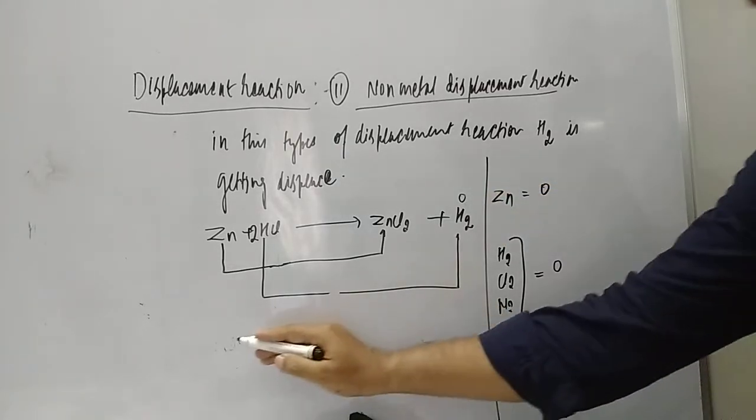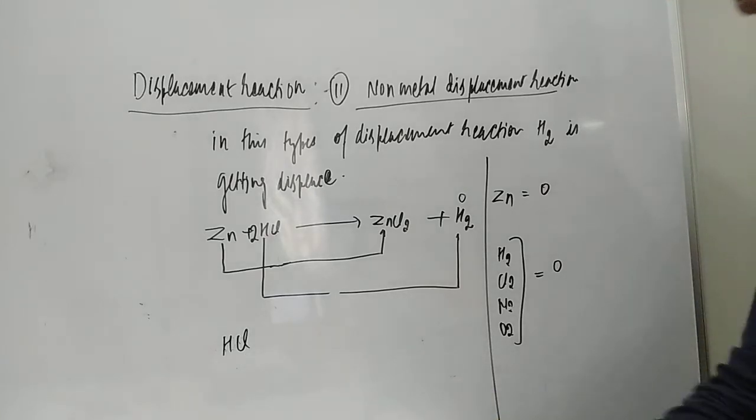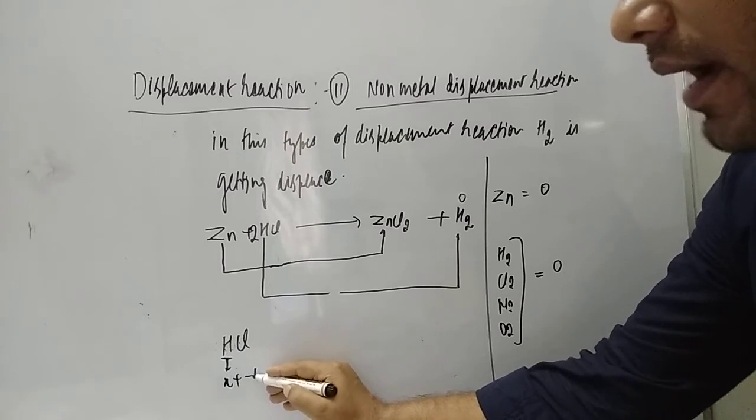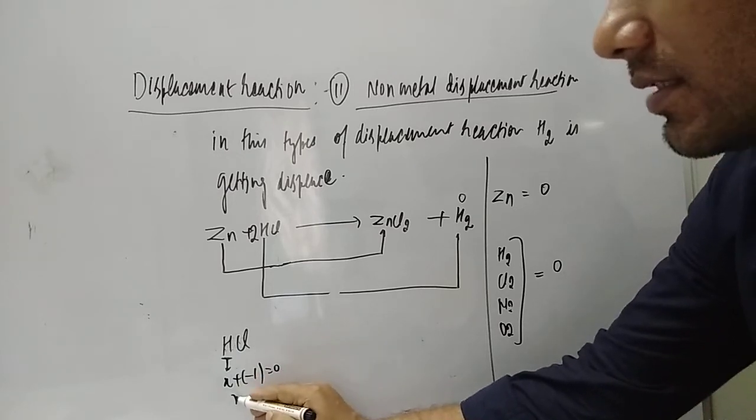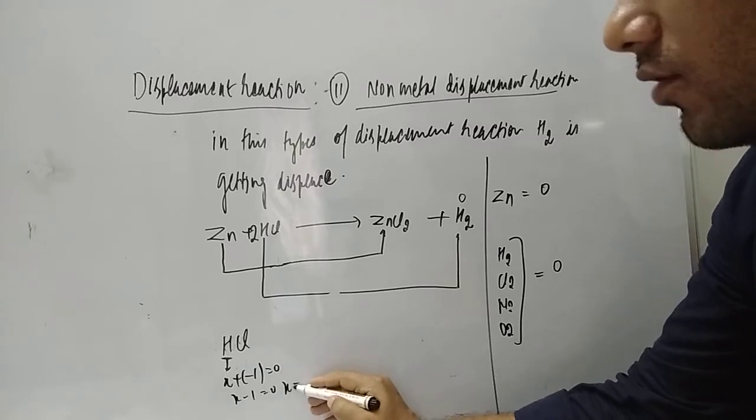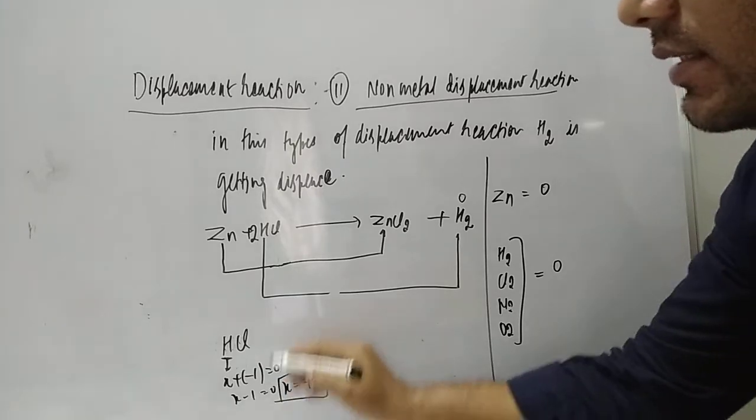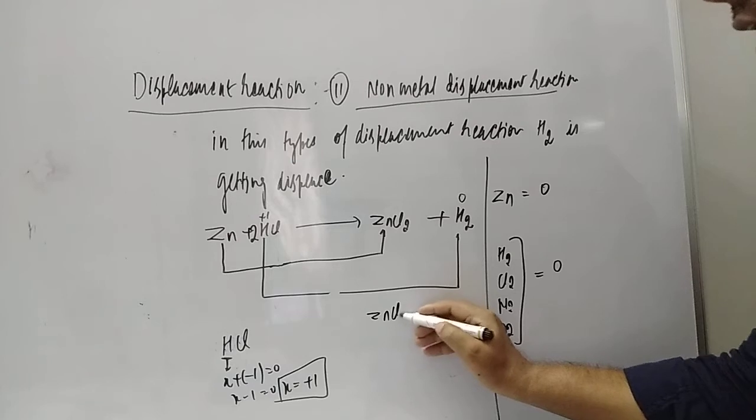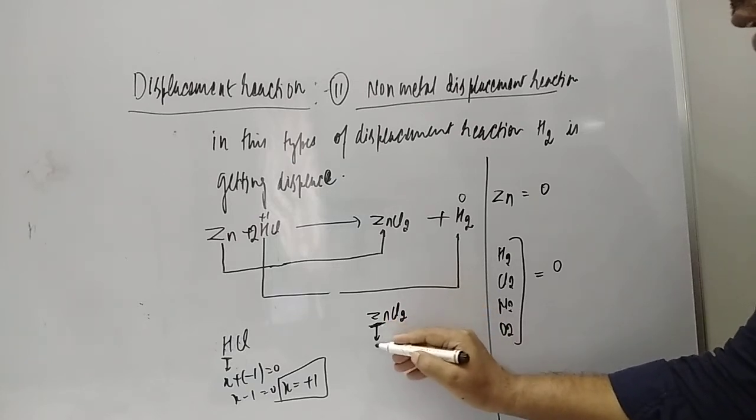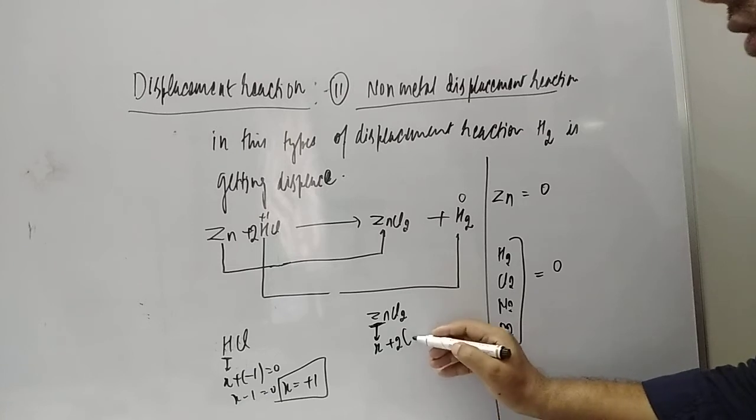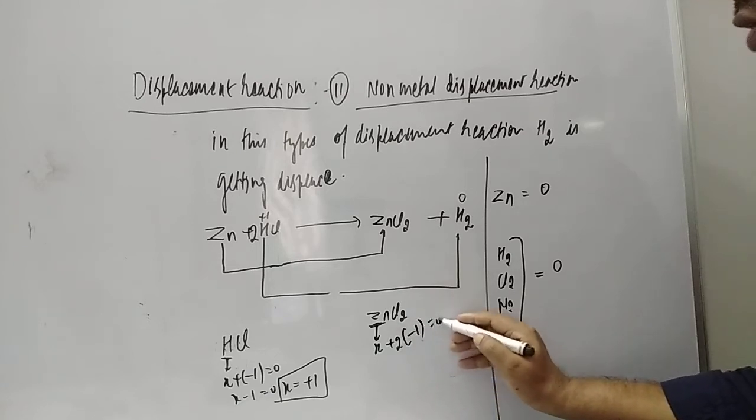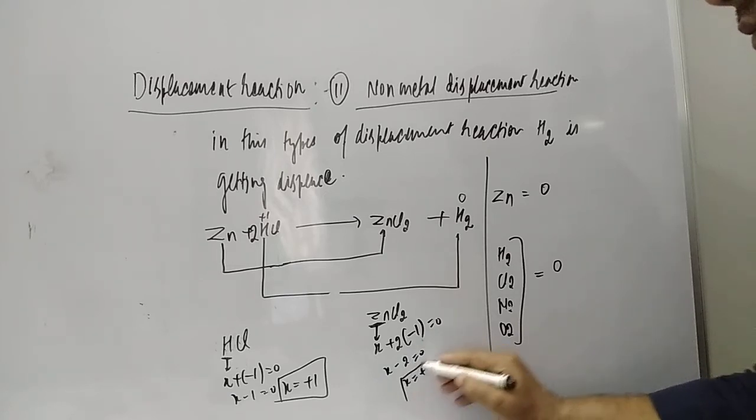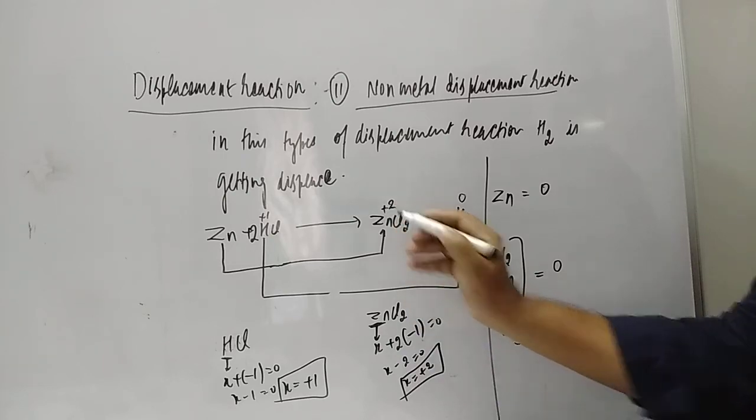Now you check with HCl. In HCl, I am calculating hydrogen. So hydrogen is X, and chlorine has -1. X - 1 = 0, so X is equal to +1. So hydrogen is +1. And for ZnCl2, I am calculating zinc, which is X, plus 2 chlorine atoms, each having -1, equal to 0. So X - 2 = 0, so X is equal to +2. So here zinc is +2.